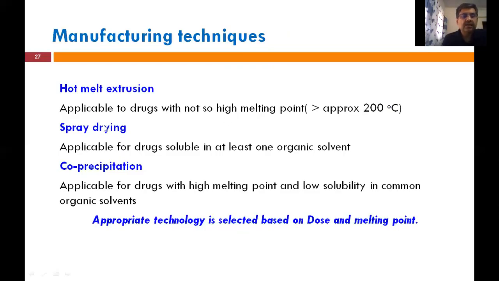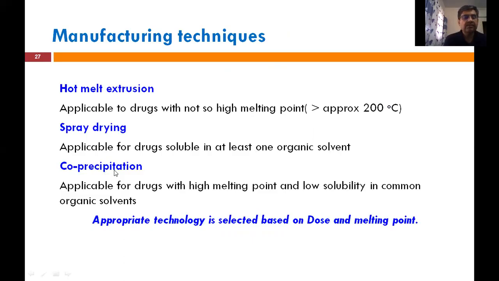Spray drying basically uses a solvent system for dissolving both the API and your polymer in a common solvent system, which is then spray dried. And it is applicable only when the drug has solubility in one of the organic solvents that is acceptable for spray drying. Sometimes it happens that the drug may not have the required solubility in a spray drying acceptable organic solvent. In that case, you will not be able to exploit spray drying as the possible manufacturing technique for the amorphous solid dispersion.